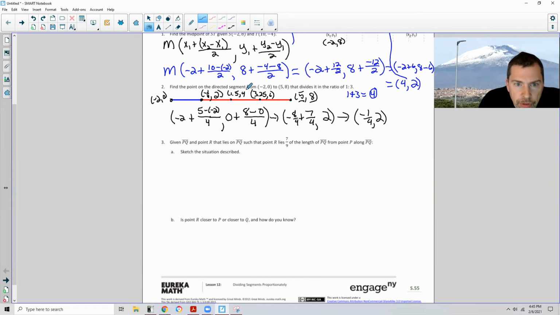So look what's going on. 0 to 2 to 4 to 6 to 8. The y's increased by 2. -2 increased by 7/4 gets us to a -1/4. Increased by 7/4 gets us to 1.5. Increased by 7/4 or 1 3/4 brings us to 3.25. Add 1 3/4 to 3.25 and we get to 5. But the answer to this problem is right here. -1/4, comma 2. Whew.